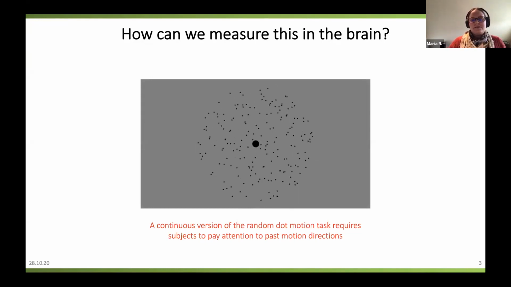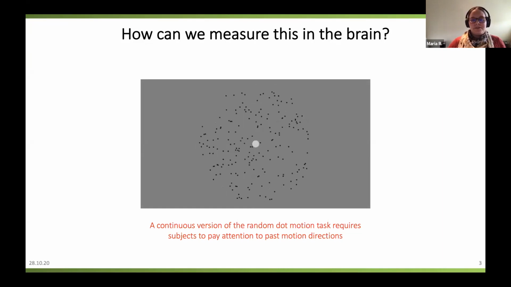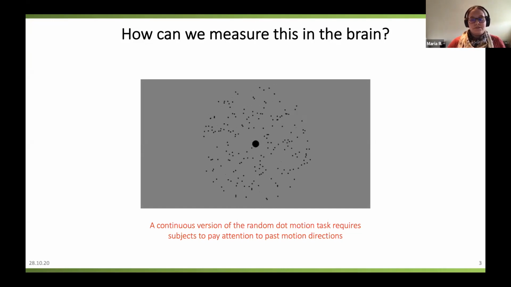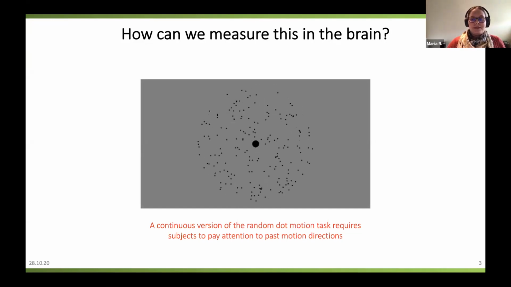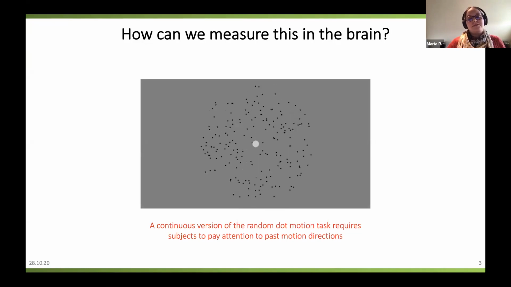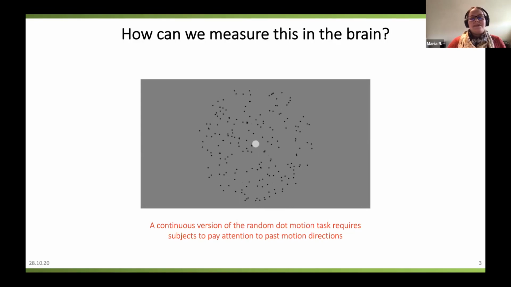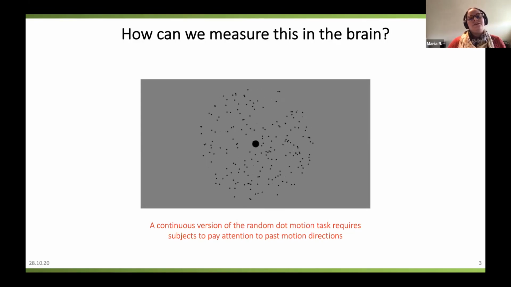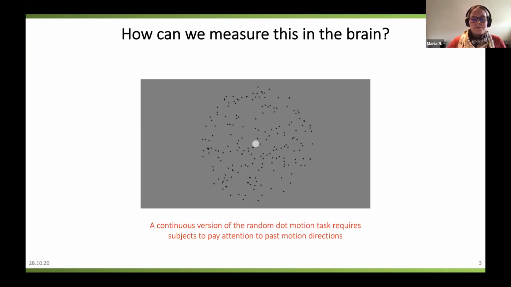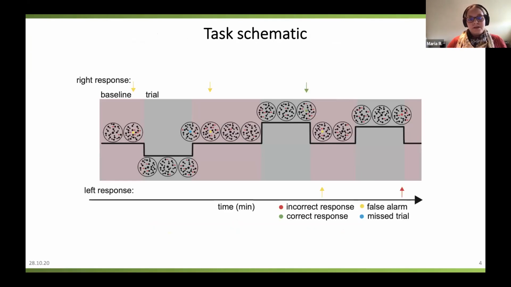They will see these continuously moving dots, and then they will have to detect these stable phases in which the dots will more often move to one direction than to another. These stable phases are indicated by the fixation dot in the center turning white. So obviously, this is just for you guys so that you get a feel for the task. In the real experiment, participants won't get any cues about this. But importantly, participants have to pay attention to past motion directions to solve this task.